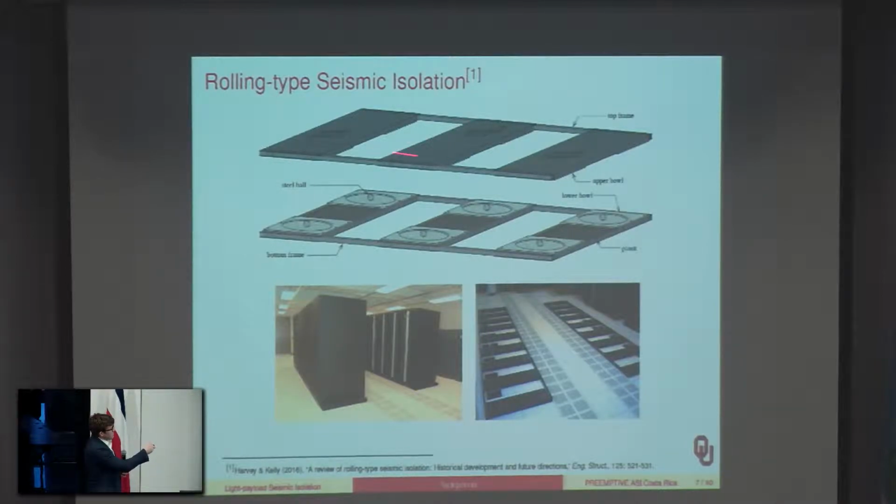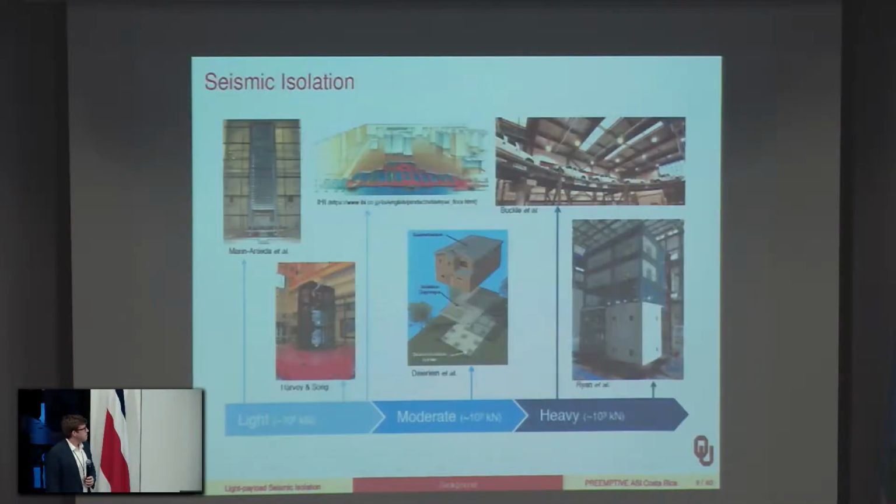So the basic idea is you have a top platform, a bottom platform, and a ball between these. These dishes are concave, just like the friction pendulum systems, and then you have some equipment that rests on top of these.